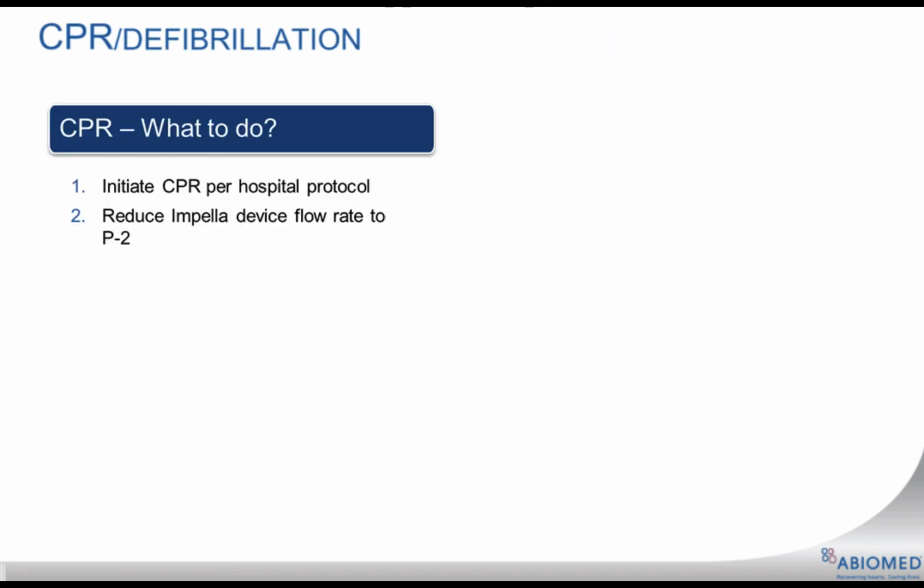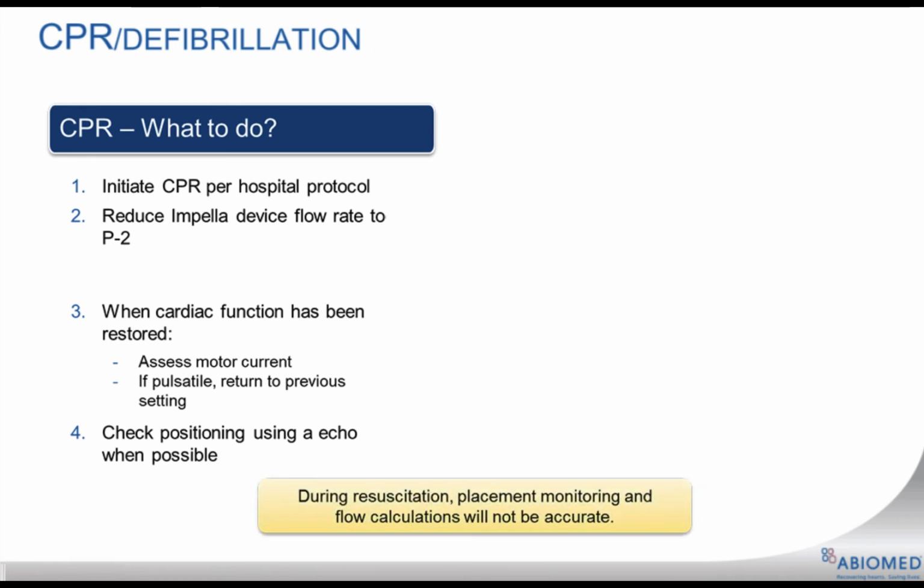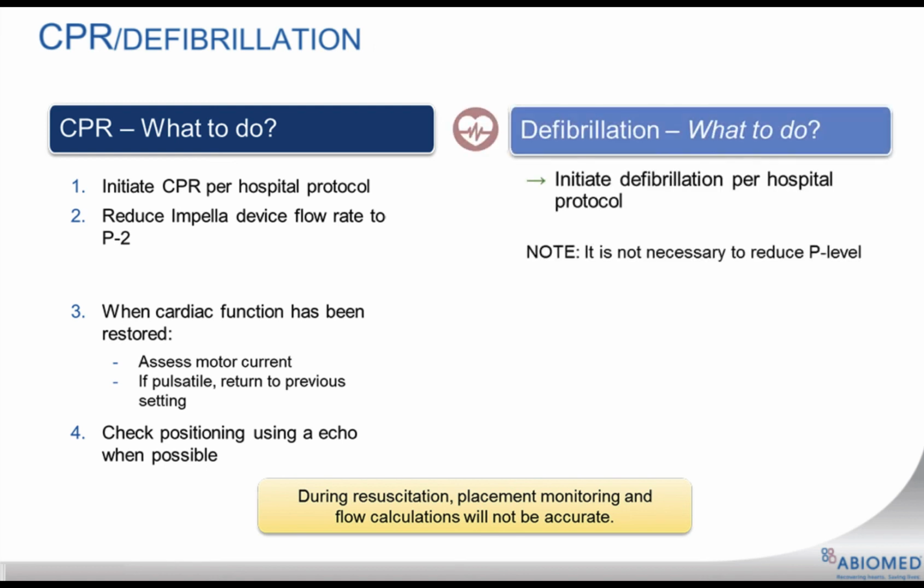Cardiopulmonary resuscitation should be initiated immediately, if indicated, for any patient being supported with the Impella catheter. When performing CPR, reduce the Impella device P level to P2. Once cardiac function has been restored, return the P level to the previous level after confirming a pulsatile motor current. An echo should also be ordered to confirm proper placement. If defibrillation is required, there is no need to make changes to the AIC.